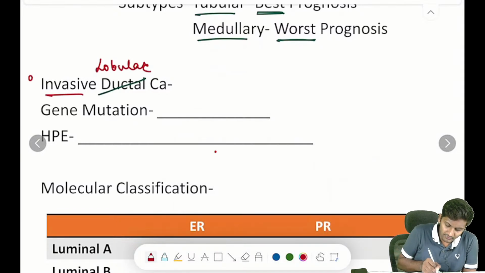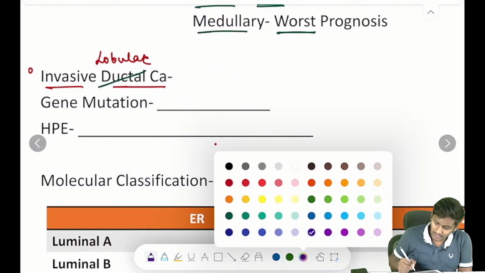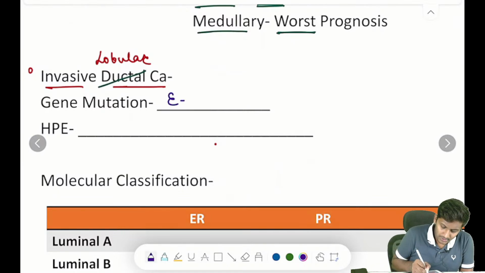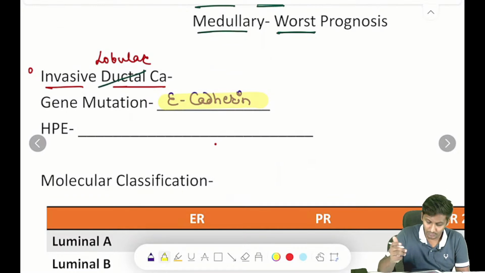Now if I talk about invasive lobular carcinoma, you have to remember the gene mutation. This has been a previous year question, both of these. The gene mutation seen in invasive lobular carcinoma is known as E-cadherin gene mutation, children. It is actually called the E-cadherin gene mutation. So please be aware that invasive lobular carcinoma can occur due to E-cadherin gene mutation.